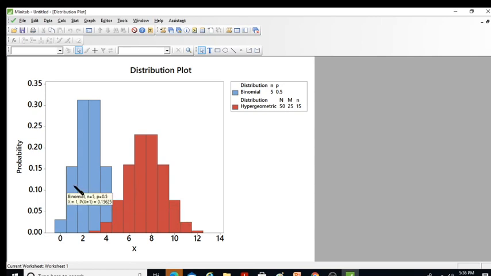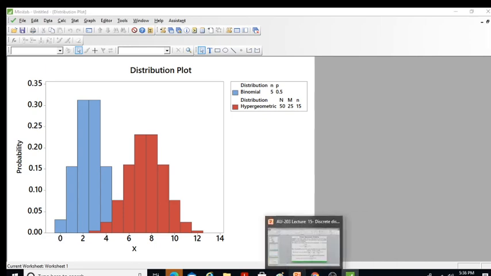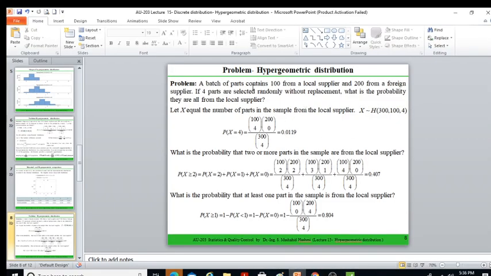So this approximation of binomial, which requires replacement, and hypergeometric, which is without replacement, only works when your sample size is small, and you can understand it from this graph as well. Okay, going back to this problem, this problem can be solved as well. For example, we try to solve that problem using Minitab.